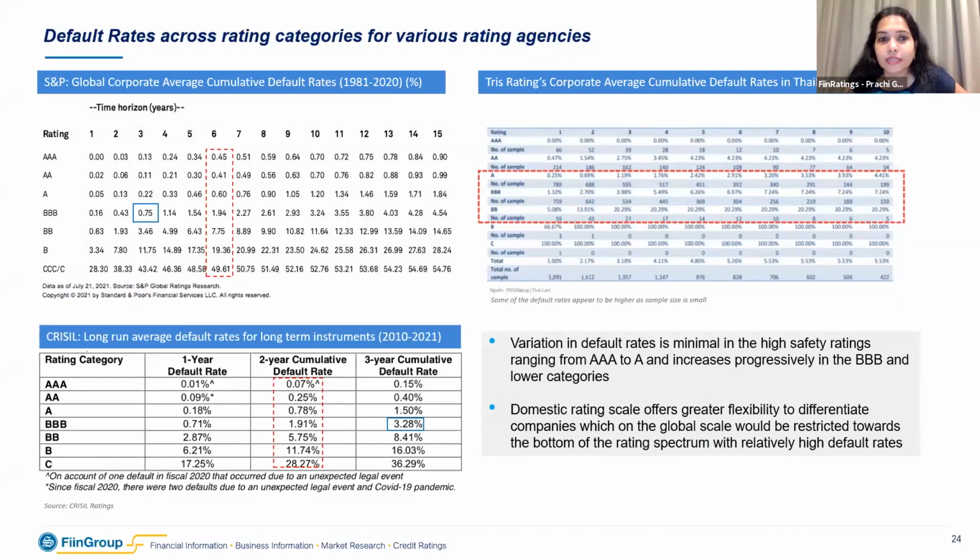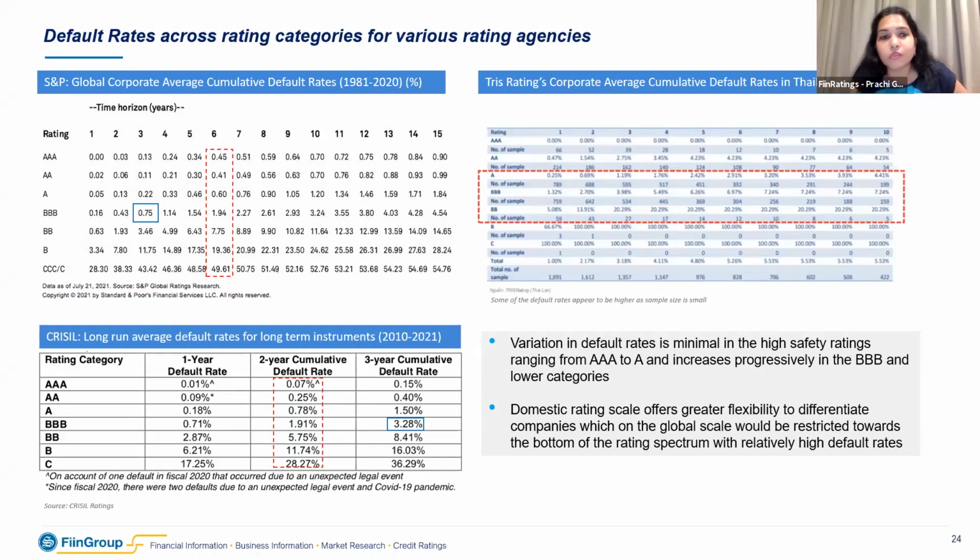This really is the default rates of S&P. It's the cumulative default rates over a 10-year horizon. For example, if you see the blue box in this chart, there is a 0.75% chance for a triple B rated entity to default in the first 3 years.